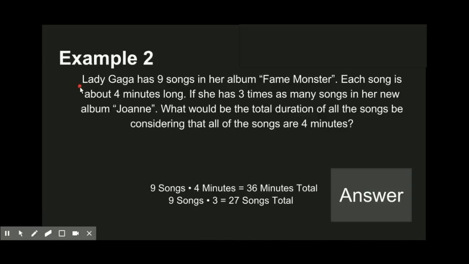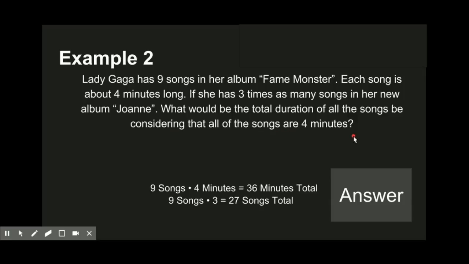Let's try another example. Lady Gaga has 9 songs in her album Fame Monster. Each song is about 4 minutes long. If she has 3 times as many songs in her new album Joanne, what would be the total duration of all the songs, considering that all of the songs are 4 minutes long?